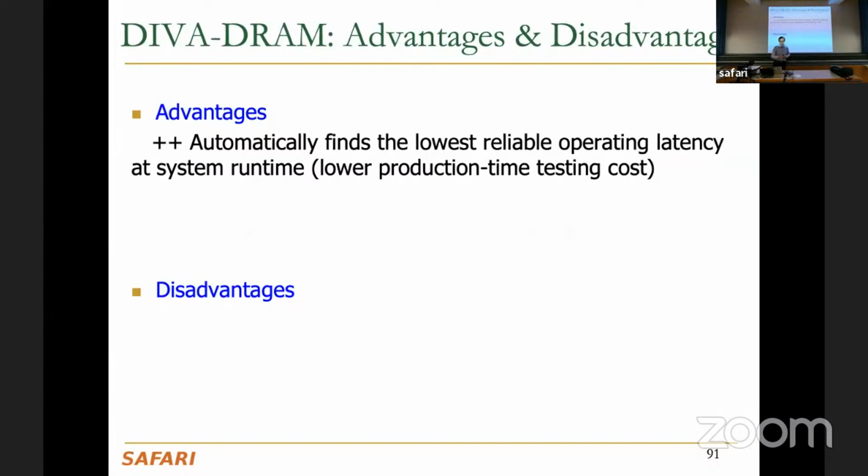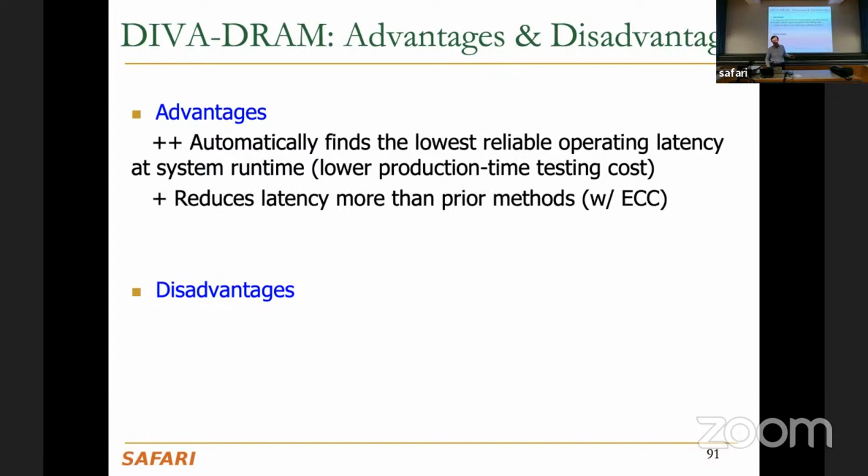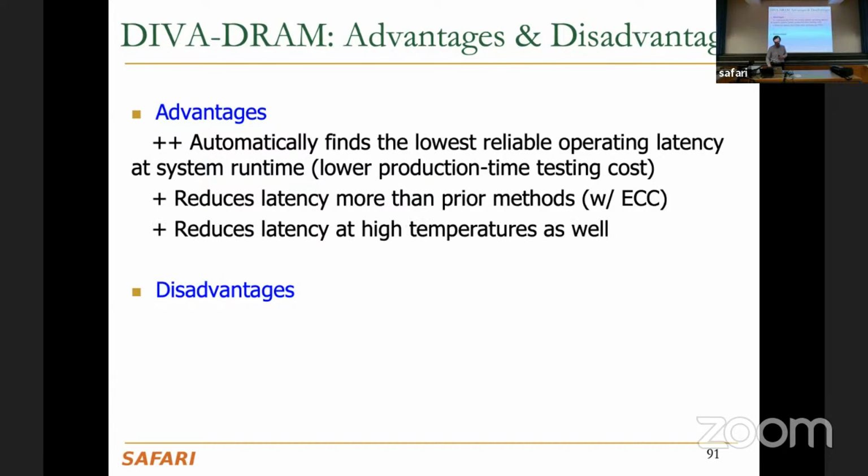So we discussed this proposal, DIVA DRAM, design induced variation aware DRAM. It automatically finds the lowest reliable operating latency at system runtime. This gets rid of the production time testing cost, which is actually a huge problem, as we have discussed earlier. And it reduces latency more than prior methods by using ECC, of course. So there's a cost it adds. And it reduces latency at high temperatures as well. So it's more across the board, if you will.